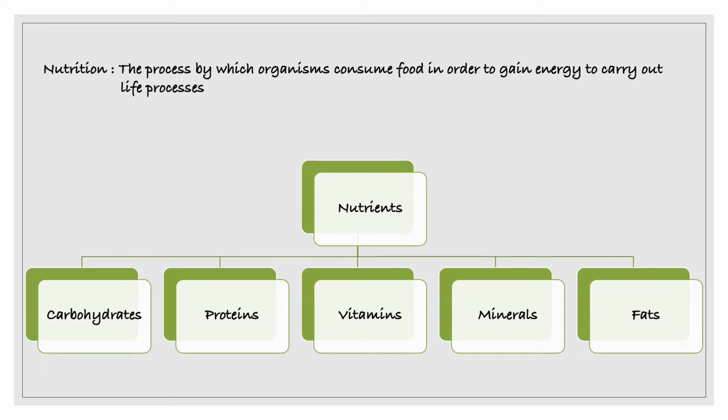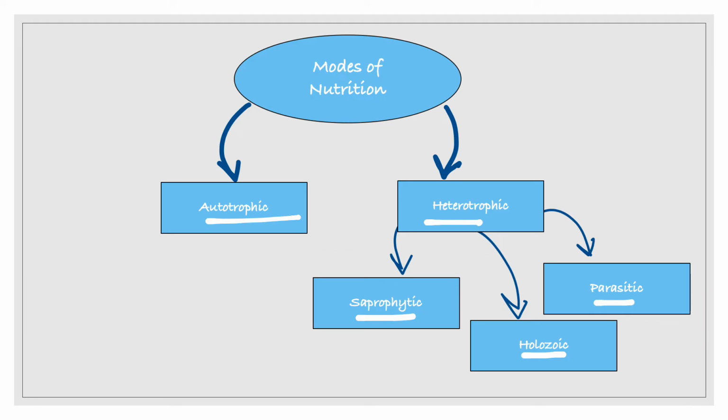Now, as I told you, nutrition is the process by which organisms consume food to gain energy. Go back to a previous slide. I told you that there are three types of heterotrophic nutrition: saprophytic, holozoic, and parasitic. Now I will tell you more about parasitic.